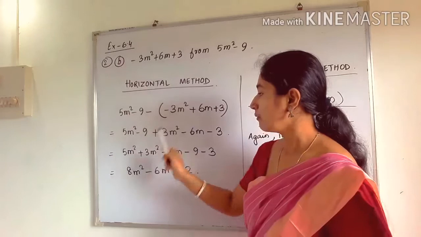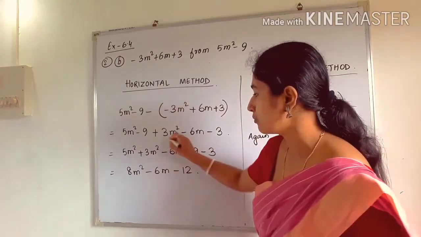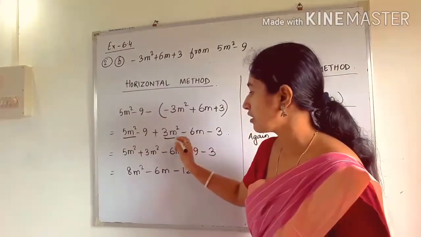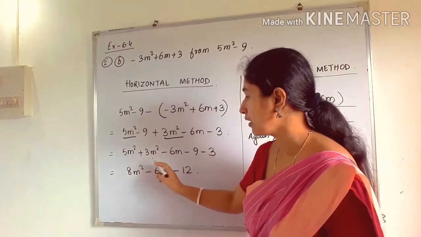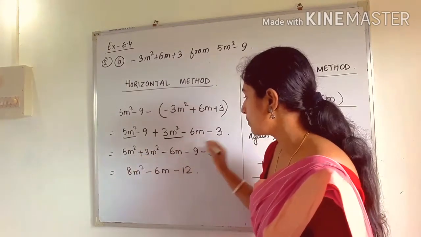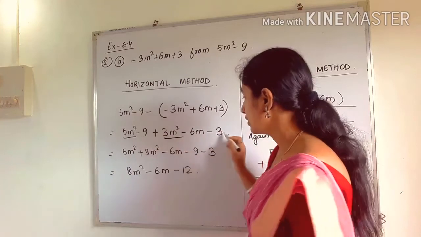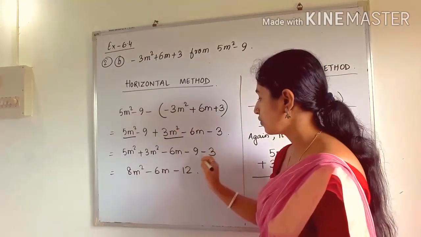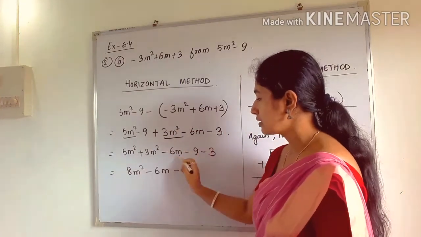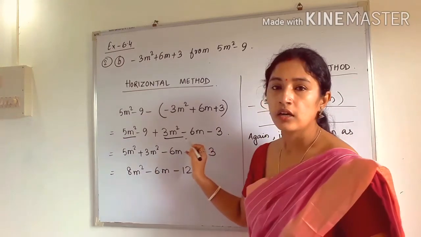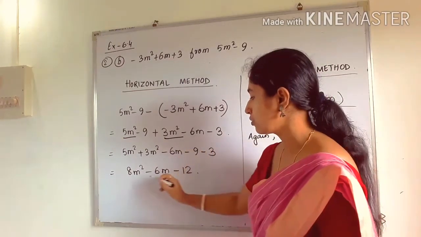Okay, so then we will collect the like terms. So you can see the like terms are 5m square and 3m square. So we will add this one. Similarly, minus 9 and minus 3, they are constants. So we will collect them. Next will be minus 6m. There is no term like 6m, so we will write it like this only.